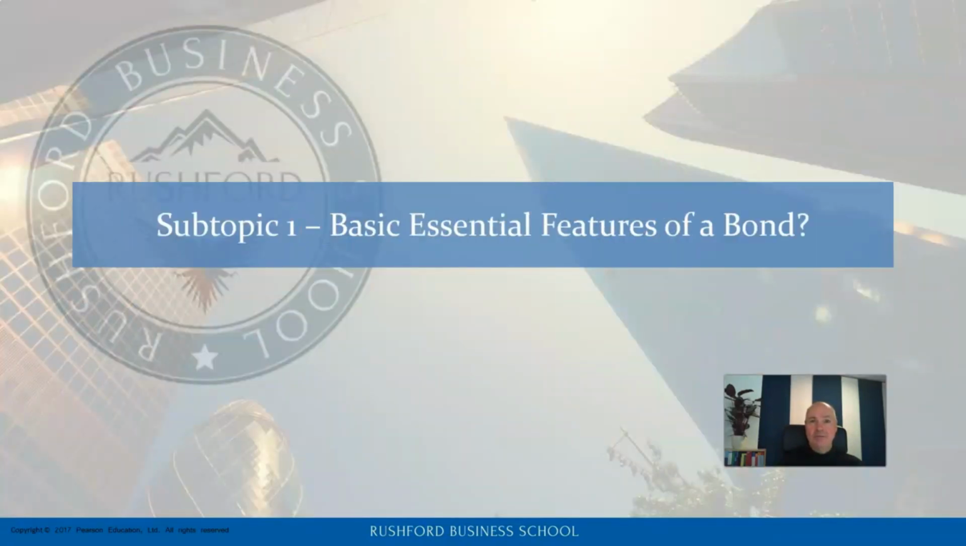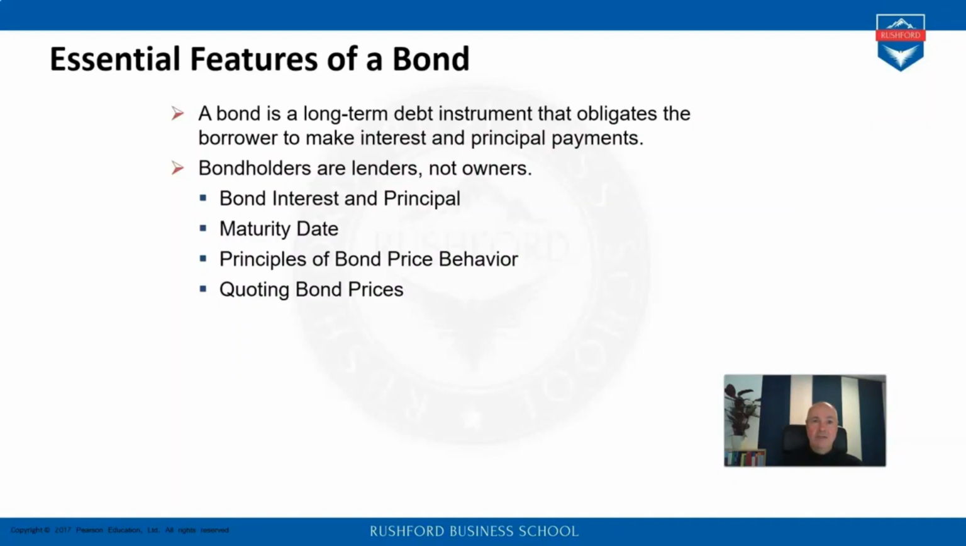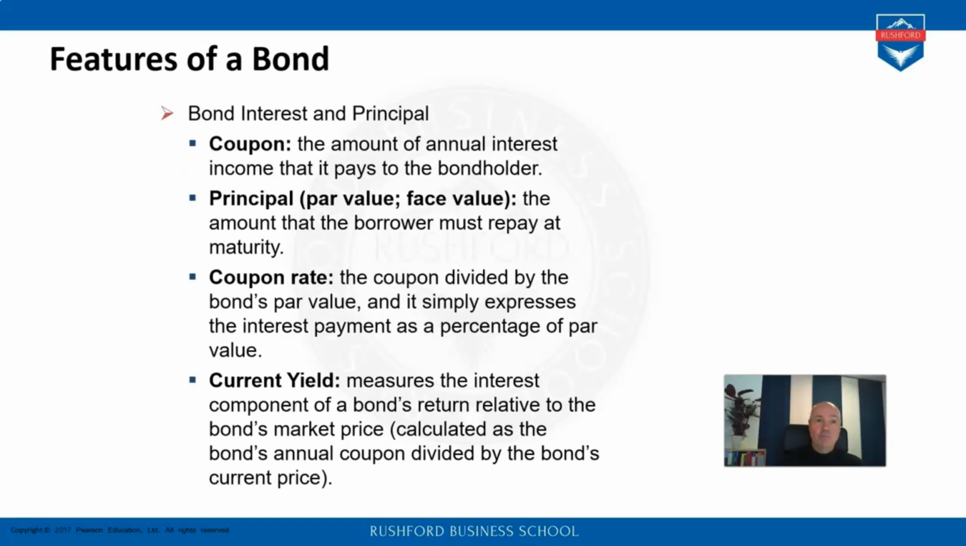Now, as we know from the first part, a bond is a long-term debt security, and that automatically means there have to be some features which are reliable for the bondholders and which are obligatory for the bond issuer. So when we talk about the bond interest and the principal, we have to talk about the maturity date, the principle of bond price behavior, and the quotation. Let's start with the bond interest and principal.